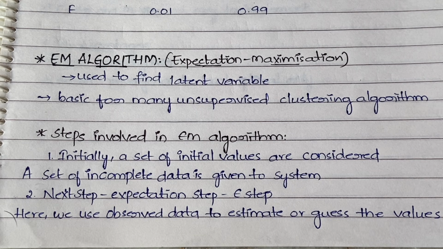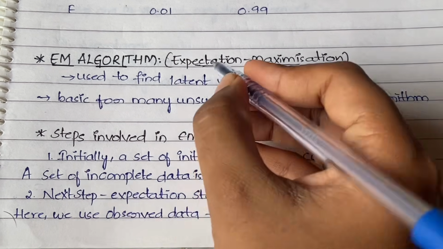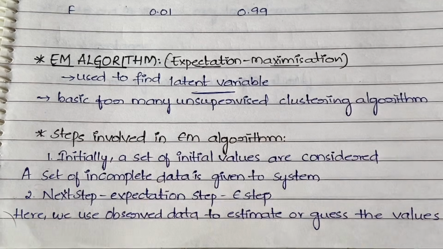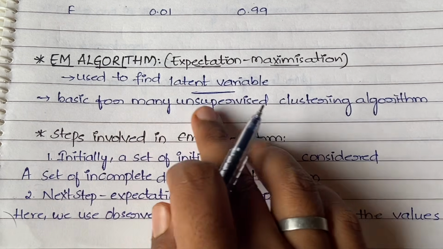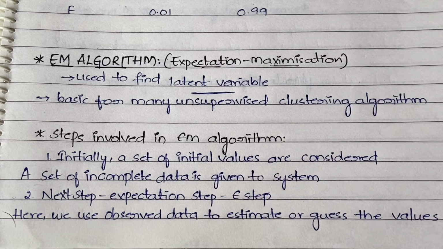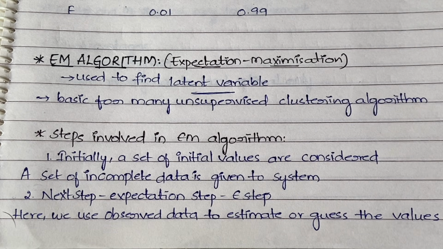So EM stands for expectation maximization, as I said. What is this mainly used for? The EM algorithm is mainly used to find the latent variable. What is a latent variable? I'll tell you, just hold on. It is also the basis for many unsupervised clustering algorithms. You have so many unsupervised clustering algorithms, right? So for all those algorithms, this EM algorithm is the basis.